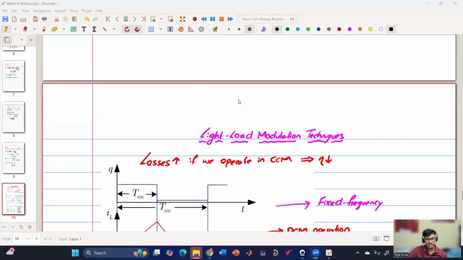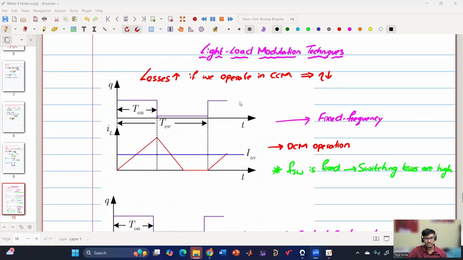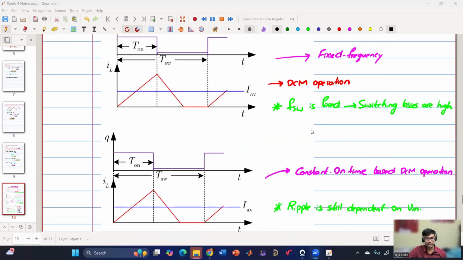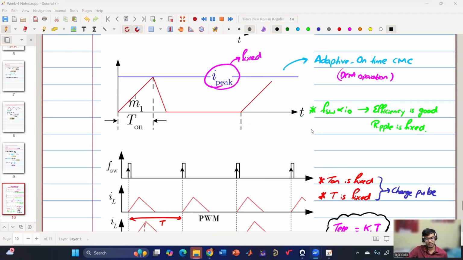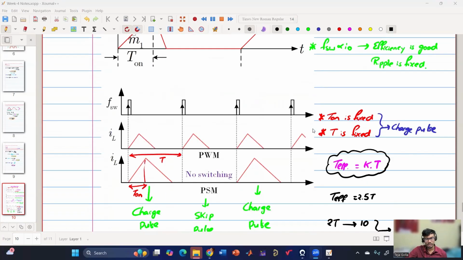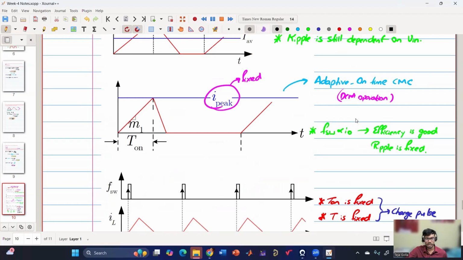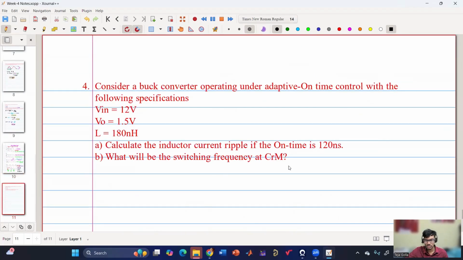So we have discussed four types: one is PWM operation with DCM, another one is constant on time with DCM, another one is adaptive on time with DCM, and the fourth one is the pulse skipping modulation. So depending upon our application, we have to choose one of these. It does not mean that always I will go for adaptive on time. Sometimes, depending upon our resources and requirement, we might have to go for one of these. So that's why we have different types of choices, and whatever fits our application, according to that we have to go. So if you don't have any queries, then we'll go to our last question.